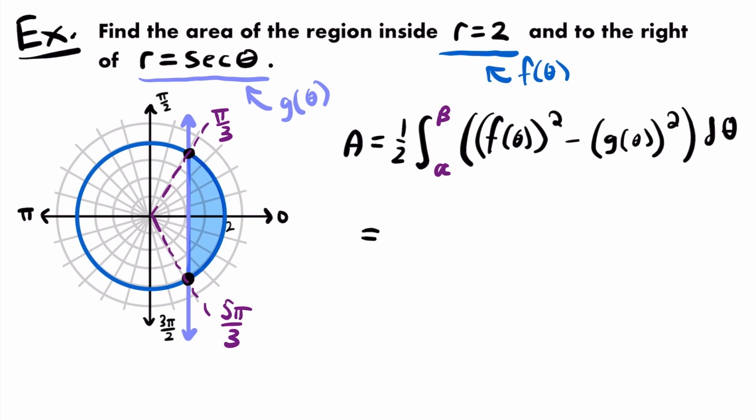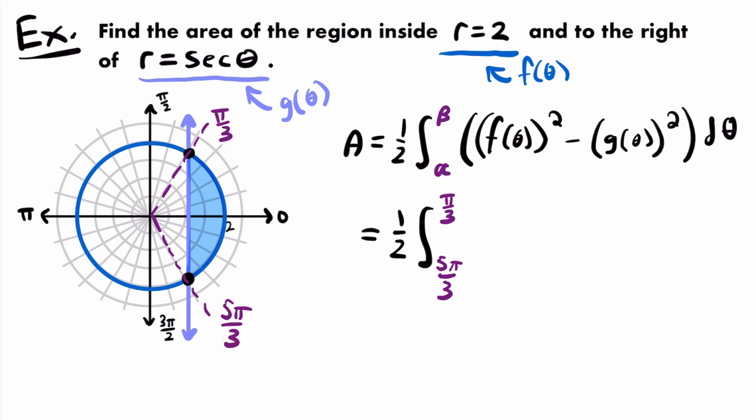The area is going to be equal to 1/2 times the integral from some lower bound of theta to some upper bound of theta. Now, you might be tempted to make your bounds like this. You might write a lower bound of 5 pi divided by 3 and an upper bound of pi divided by 3, right? Because if you look at our area right here, it lies between this angle, 5 pi divided by 3, and this angle, pi divided by 3.